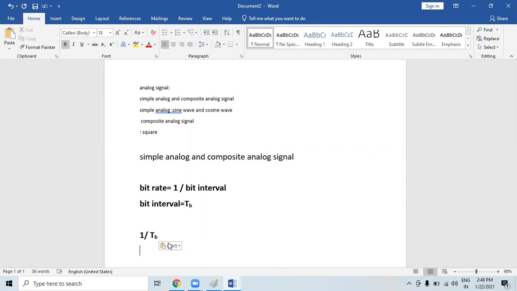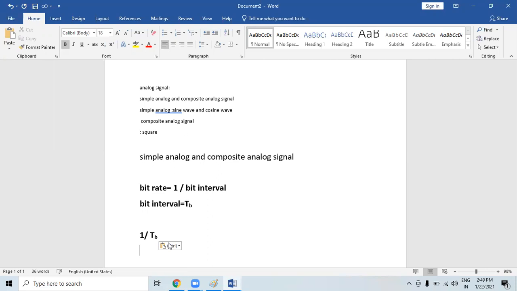Bit rate should be as high as possible. However, as the bit rate increases, the bandwidth of the transmission medium channel must be increased in order to ensure that the signal is received without any distortion. So this is about today's lecture points.